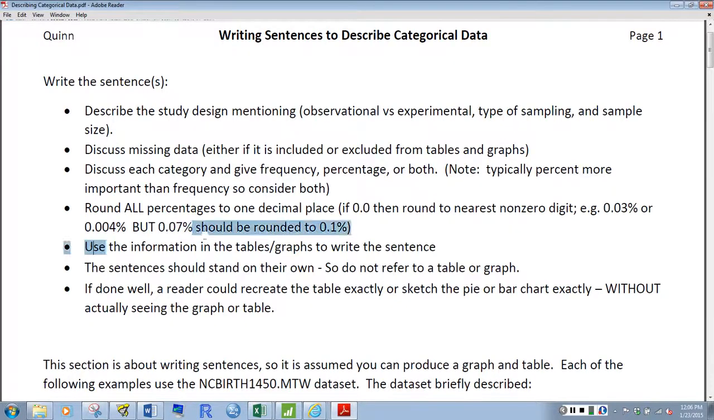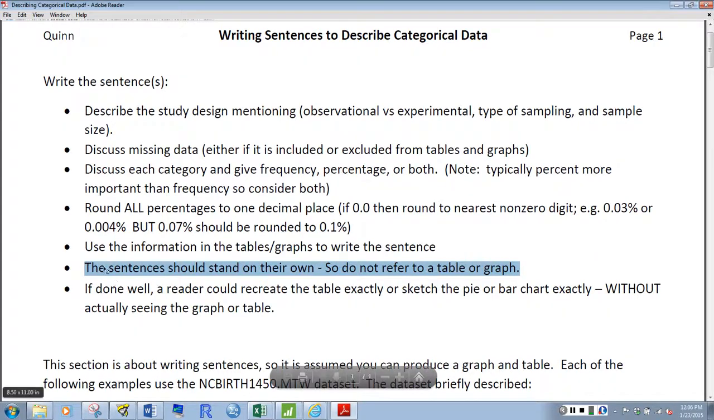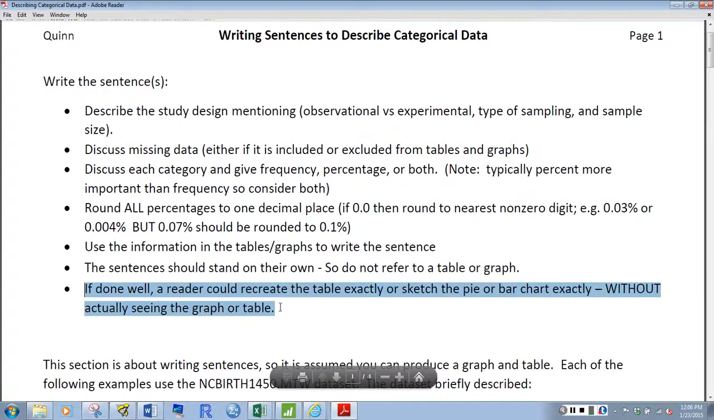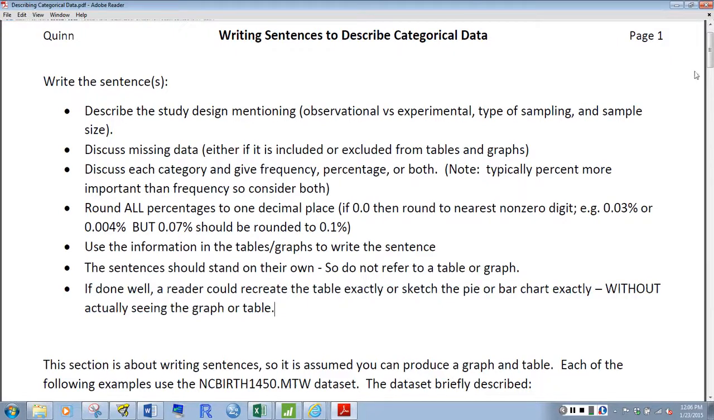You're going to use the information that you generated in the tables and graphs to write the sentences, but the sentences themselves should stand on their own. So you shouldn't have a sentence that says, as you can see in the graph, the majority of births are singleton births. No, I want enough specificity and detail so that, if done well, which is if you want a good grade, a reader should be able to recreate the table exactly or sketch the pie or bar chart exactly without actually seeing the graph or table, just from the way you wrote your sentences. All right, so that's how we're going to write categorical sentences.